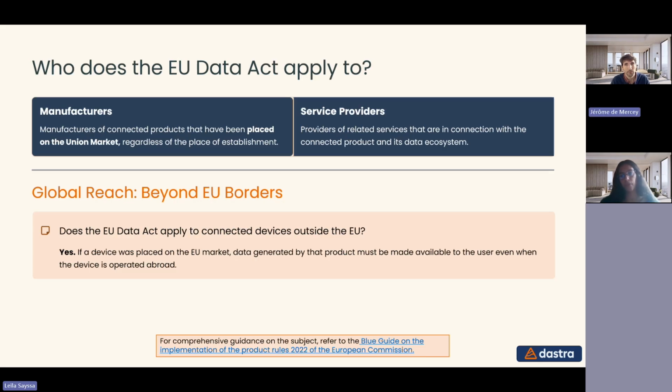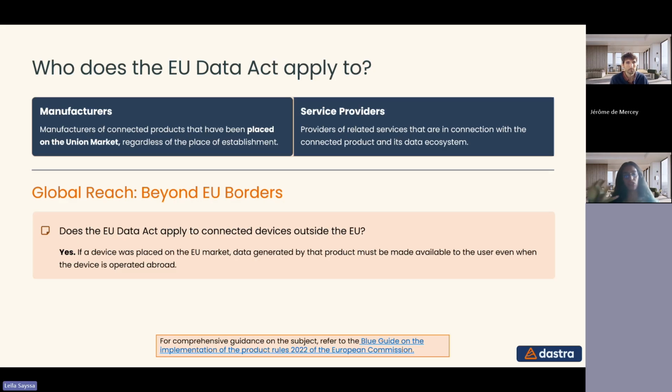So there is a little difference with GDPR here, because it's not the same reach. In GDPR, if you're based in the European Union, you are subject to the GDPR. But that is not the case here. It's not the same, and that's why understanding this is key. And there are a lot of exceptions and nuances. If you want to understand this more, you could refer to the Blue Guide on the implementation of product rules of the European Commission, available since 2022, which explains all those different types of exceptions, of what's in the scope and outside the scope.